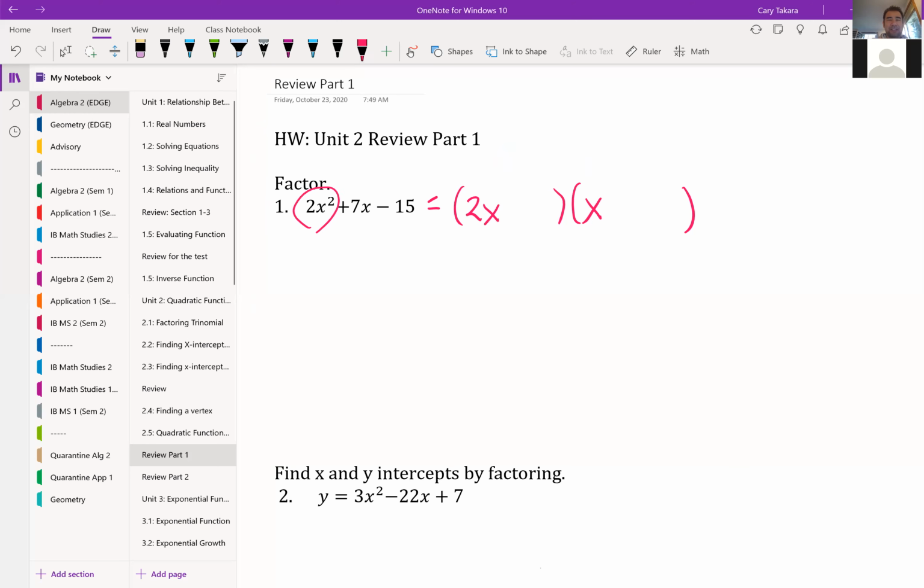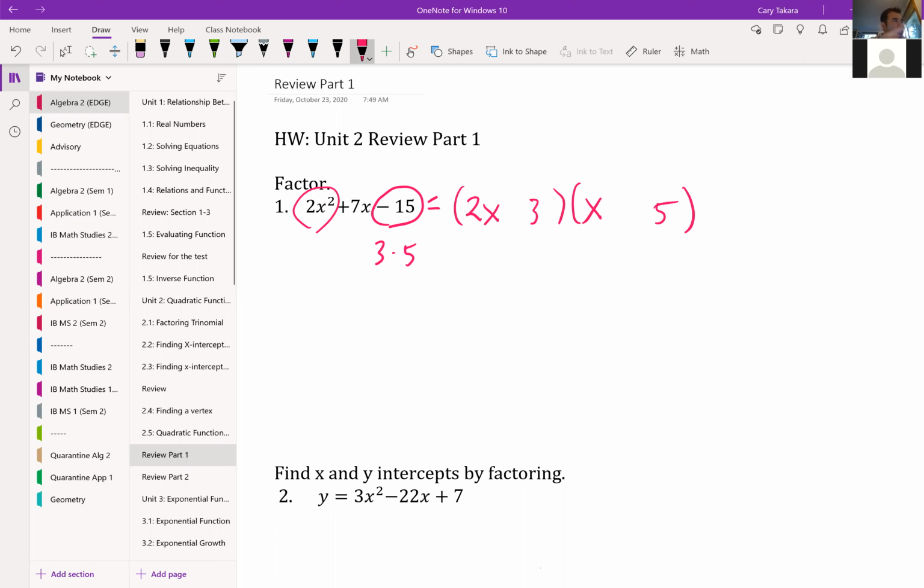So that's that. And then next, we're going to skip the middle part, 7x, but place our focus on negative 15. And then you're going to ask yourself, what times what is negative 15? There's only one possibility, well, 1 times 15. Besides that, there's only another one. It's 3 times 5. So I'm just going to put 3 and 5.